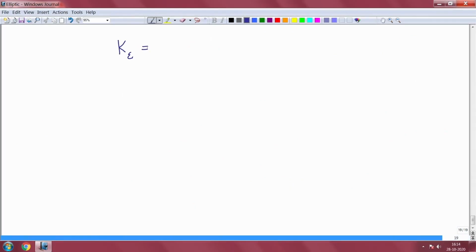So, you look at the K epsilon. K epsilon, now you have to be a little more careful. The integral you write as over V epsilon. So, let me recall again from here, it is grad phi dot grad f(x minus y), this is y, dy.